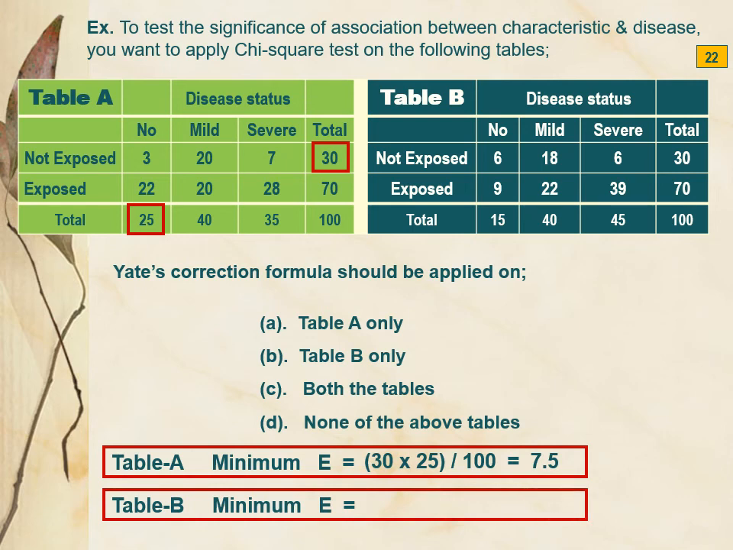For table B, the minimum row total is again 30 here, the minimum column total is 15, and the minimum expected frequency will be equal to 4.5, which is less than 5. That is, on this table you need to apply the Yates formula. Which option is correct? Option number 2 is correct. It was explained to you when we use the Yates formula, and that may be asked, was asked like this.